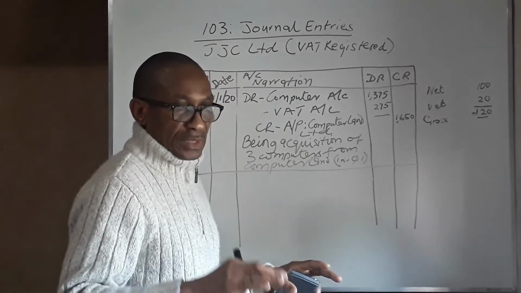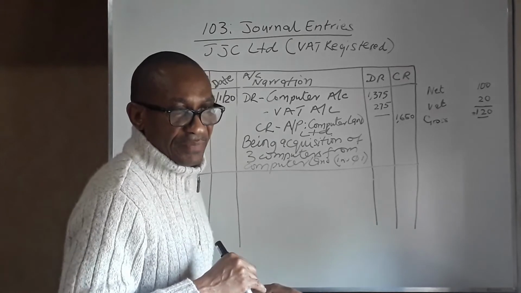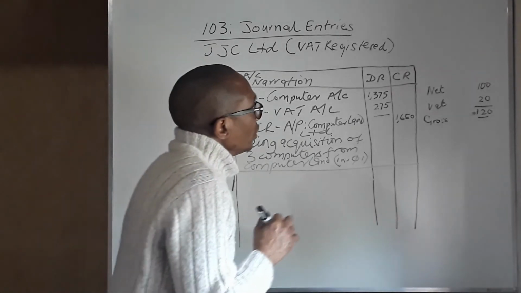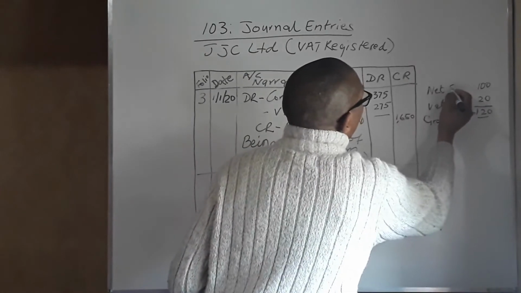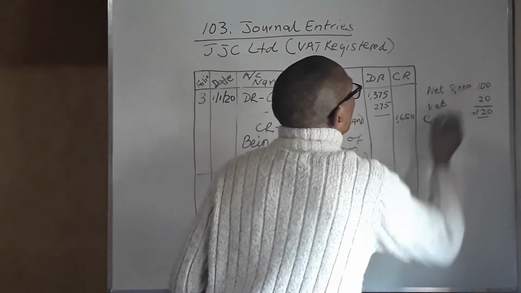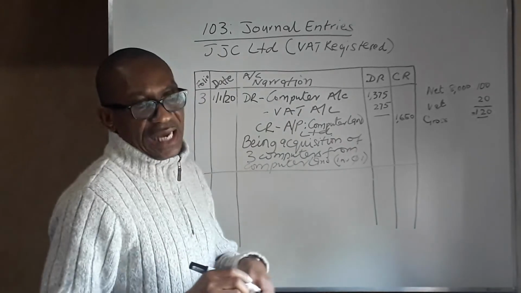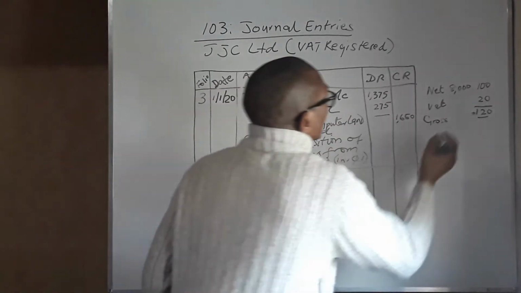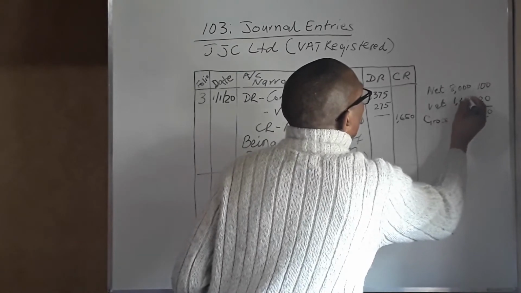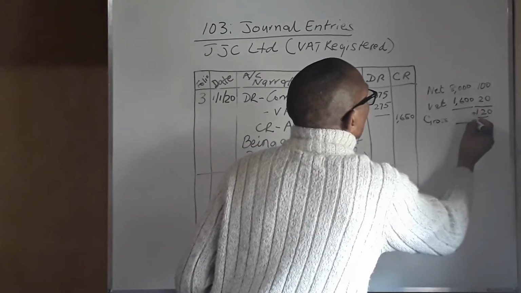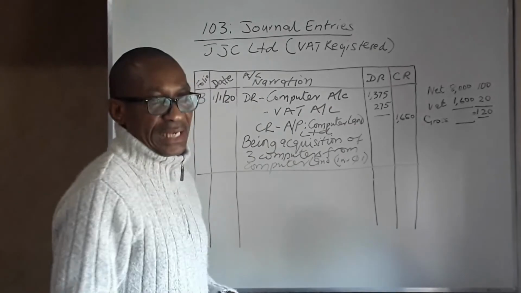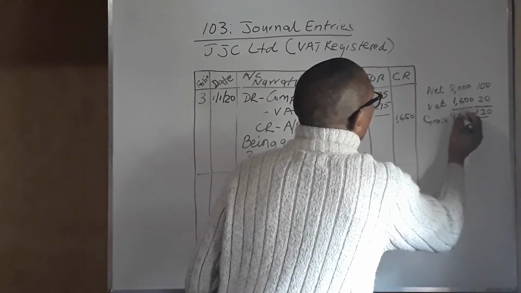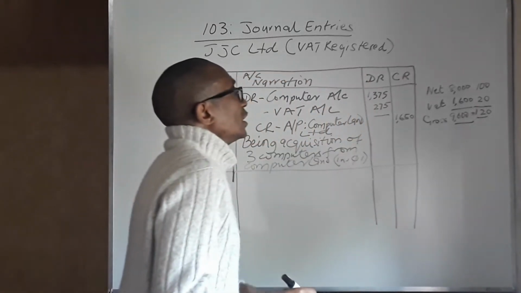All right. So the net will now be 20 hours times £400, which will give us 8,000. And the VAT on that 8,000, 20% of 8,000, will be 1,600. If you add that together, it gives us 9,600. That's the gross amount.